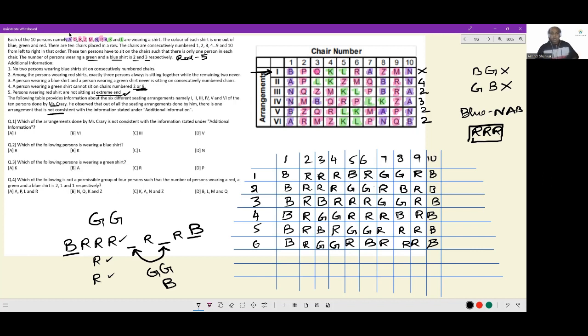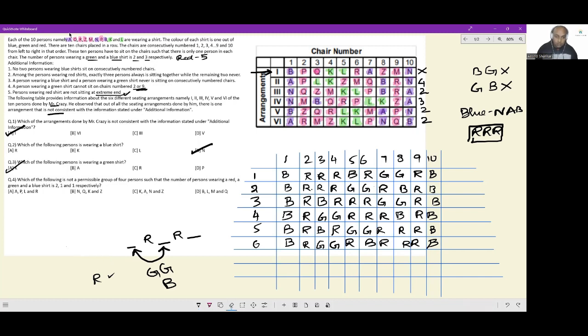Okay. Let us get to individual questions. Which of the arrangements done by Mr. Creasy is not consistent with the information stated under additional information? We know arrangement 1 was inconsistent. So option 1. Which of the following persons is wearing a blue shirt? We know blue was NAB. So N is wearing a blue shirt. Which of the following persons is wearing a green shirt? K and L were wearing a green shirt. So K.